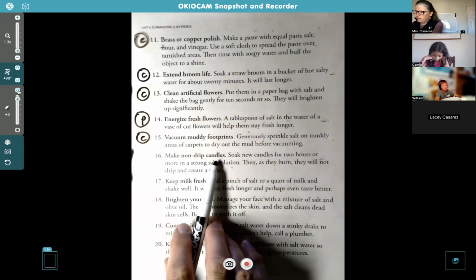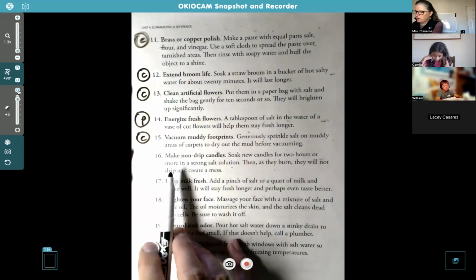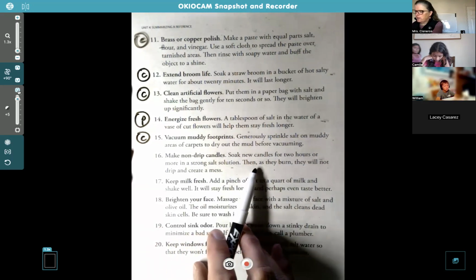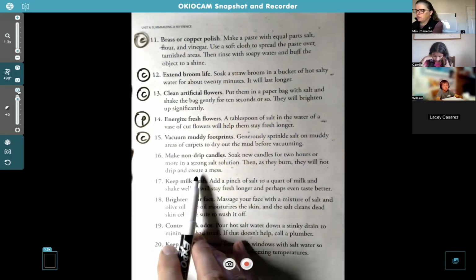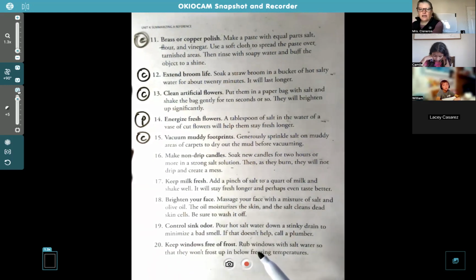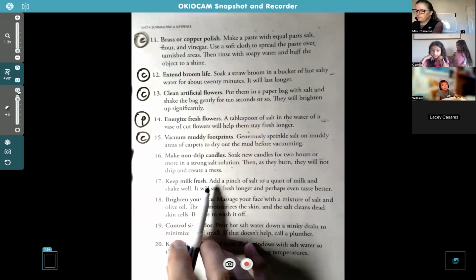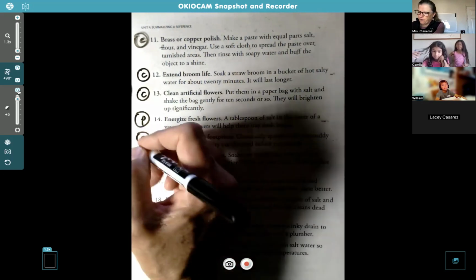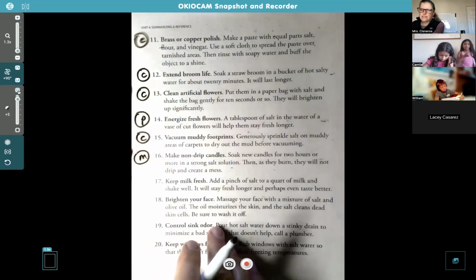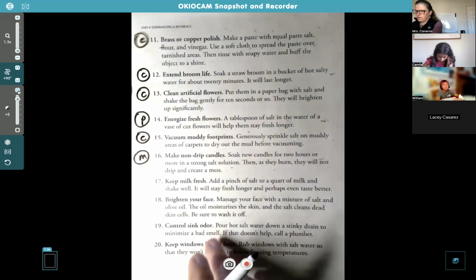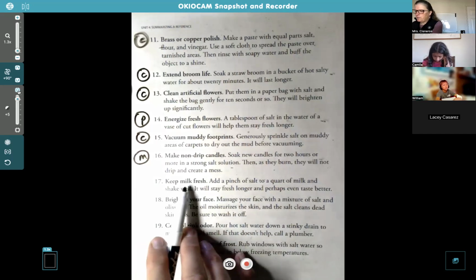Make non-drip candles. Soak new candles for 2 hours or more in a strong salt solution. Then as they burn, they will not drip and create a mess. That's interesting because sometimes candles will drip and then you get wax on the table. You can soak them in salt water. This one I'm going to put an M for because M is going to stand for miscellaneous. That just means it doesn't really have a category. It's like its own thing. Non-drip candles.